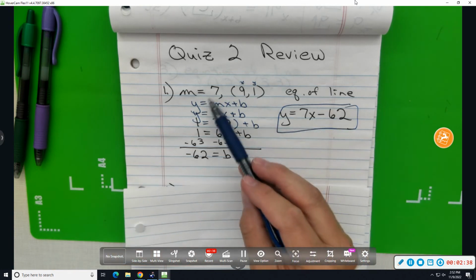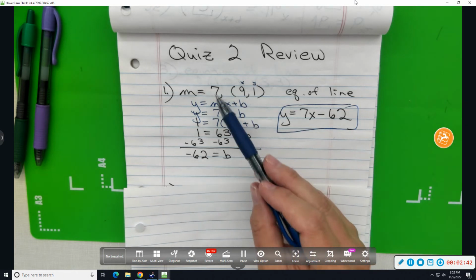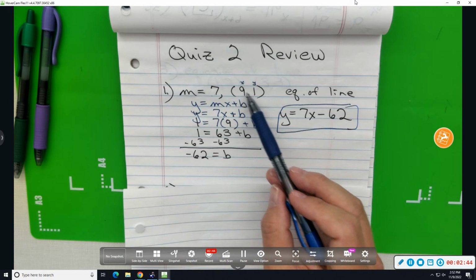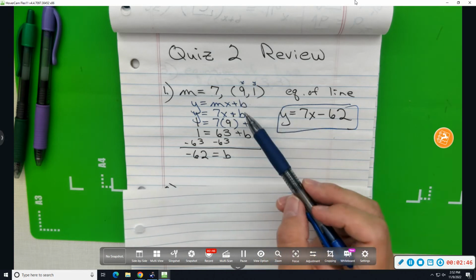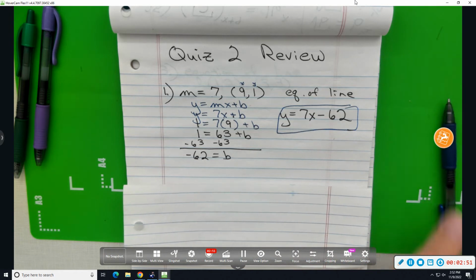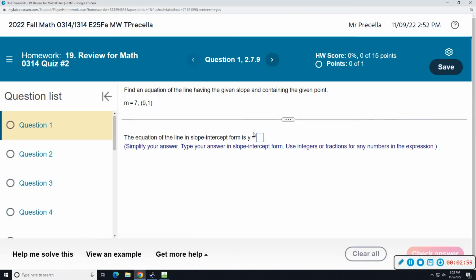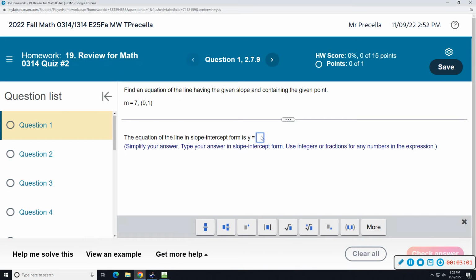If you know the slope and a point on the line, you can use slope-intercept form, plug in the slope, you plug in the x and y they give you, then you're able to solve for b and get the equation written in slope-intercept form. Going back to my lab to punch in our answer. We get, oh, they already have the y equals for us. So what do we type in that box? I agree, 7x minus 62.